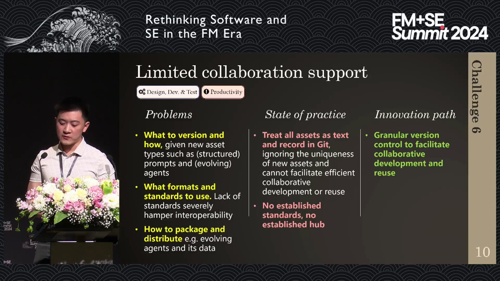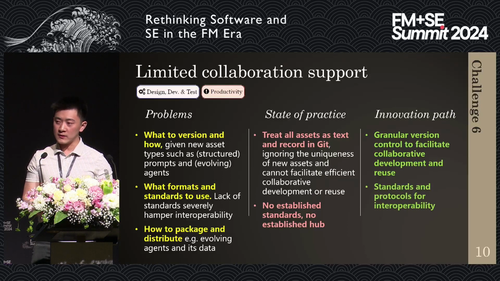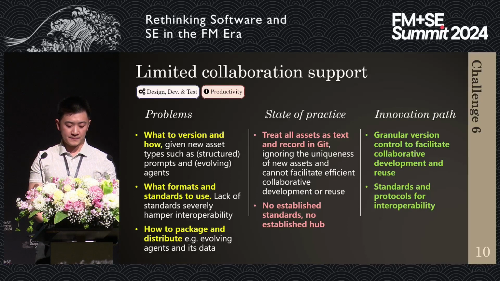So the innovation path forward would be that we need to develop granular version control mechanisms to facilitate collaborative development and reuse of assets. And we also need standards and protocols for interoperability of such software systems.